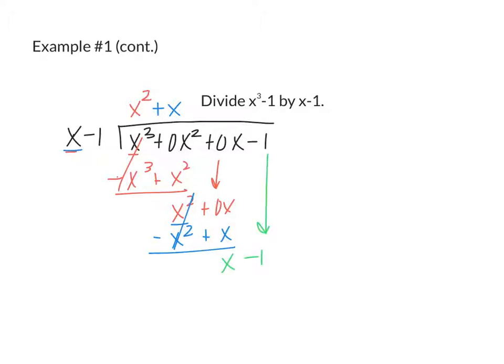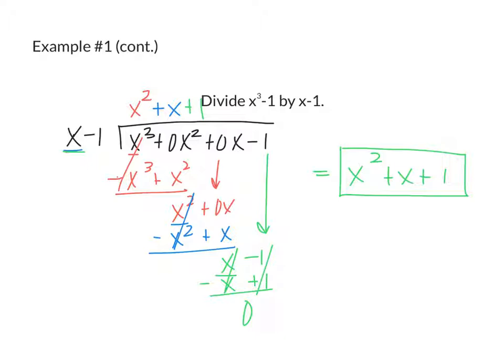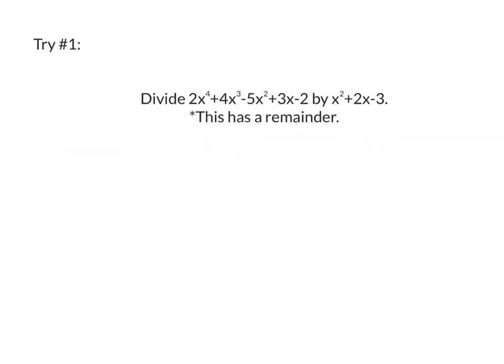Finally, how many times does x go into x? Well, x goes into x one time, and then I multiply. That gives me x and negative 1. I create my opposites. They cancel, and I'm left with 0. So my answer is x squared plus x plus 1. Now we're going to divide, and this time we're going to have a remainder.